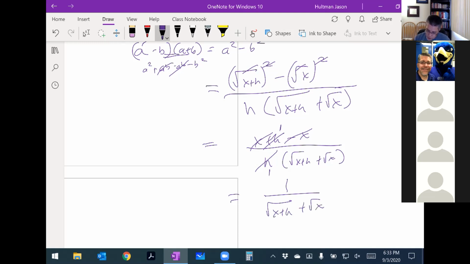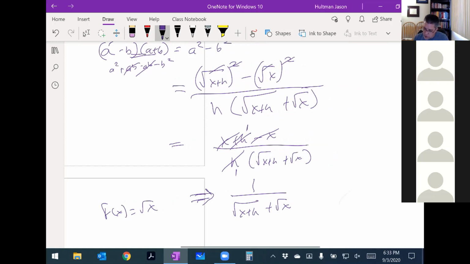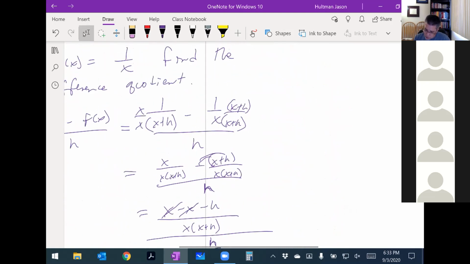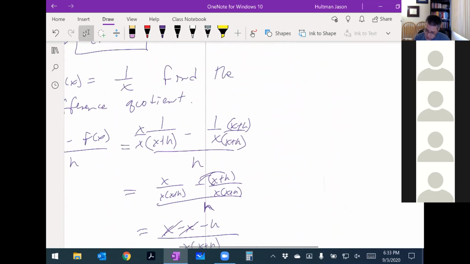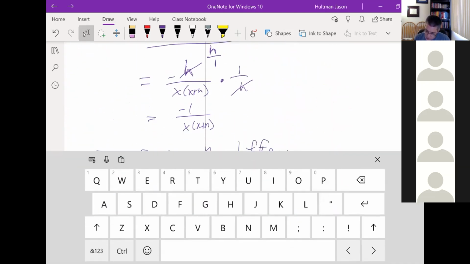Oh, okay. So when we had f of x equal radical x, the difference quotient was that. Okay, so let's add that to our list. Let's go back up here. Okay, add that to our list. Oh, we didn't do this.